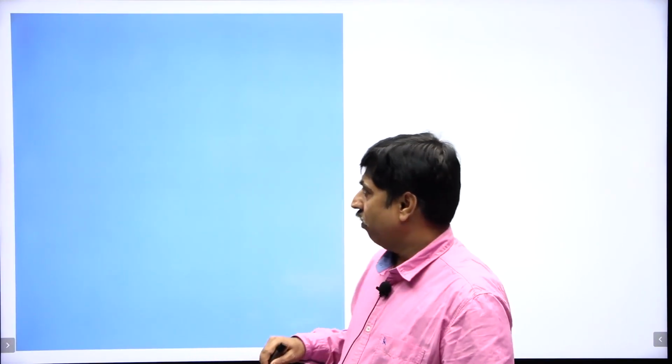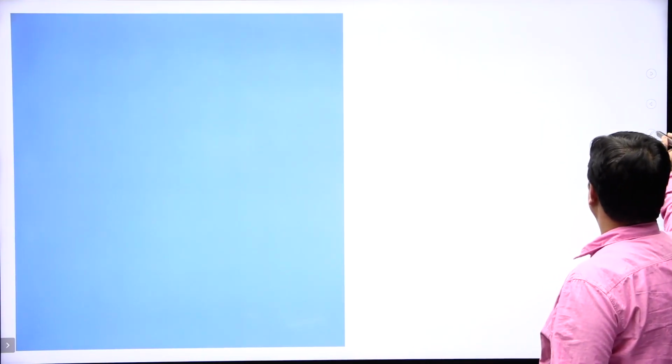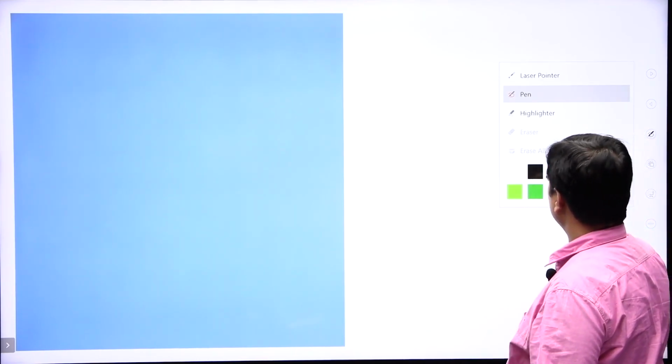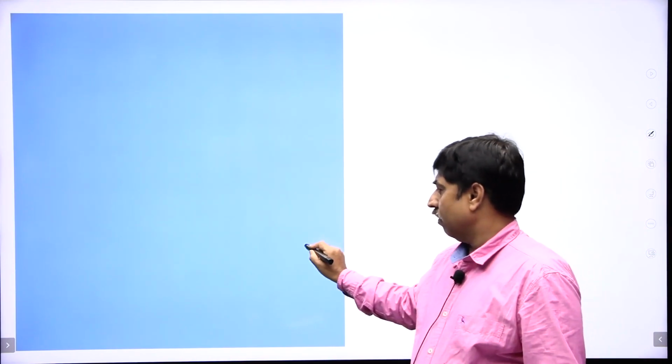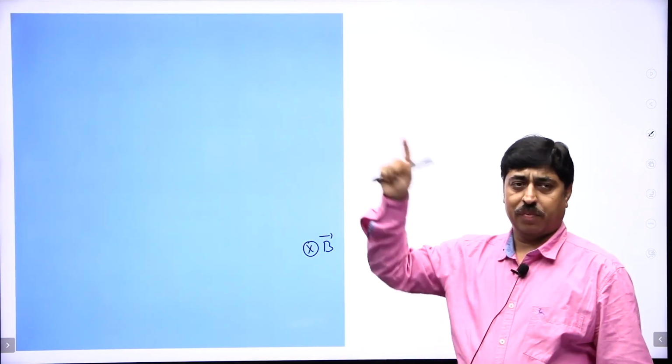Let us assume that this blue region has a uniform magnetic field and the direction of the magnetic field is perpendicular into the plane of the figure. Everywhere the magnetic field is into the plane of the figure, right?